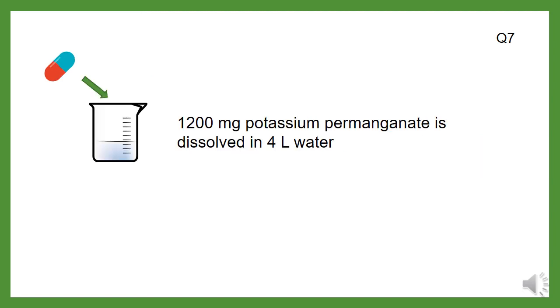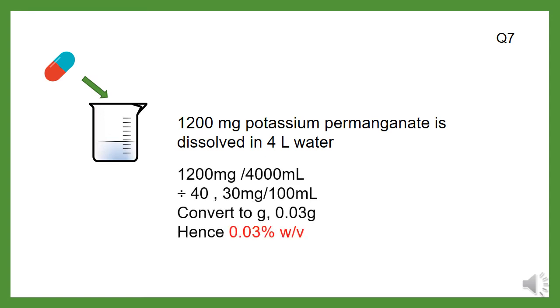Question number 7. This is also a very simple calculation. So first of all, you just need to convert that to per 100 ml, because that is the standard unit we use for the percentage. To do that, you divide by 40, you get 30 mg per 100 ml. You convert it to gram, that is 0.03% weight over volume. So this is the final answer.